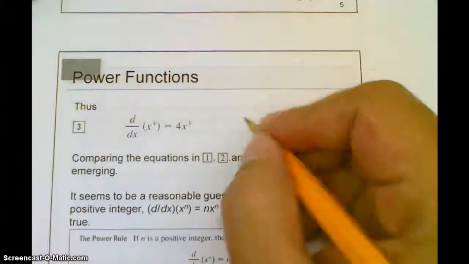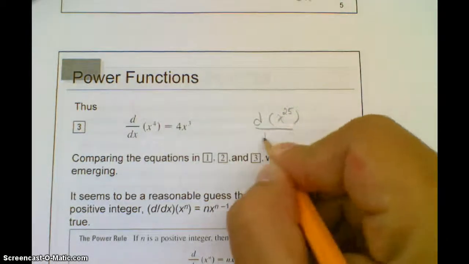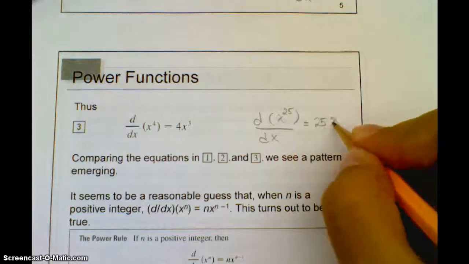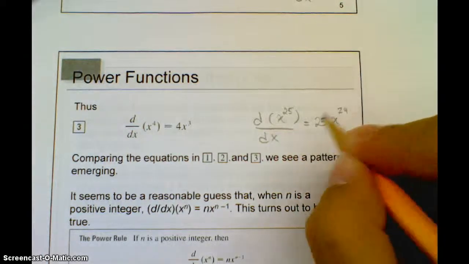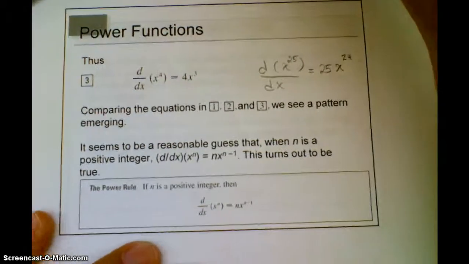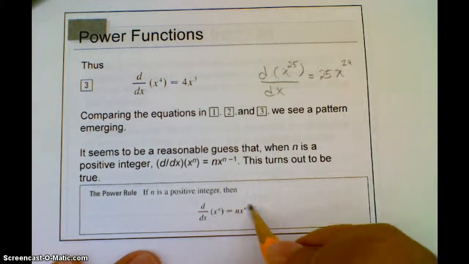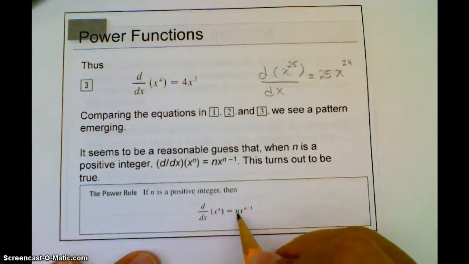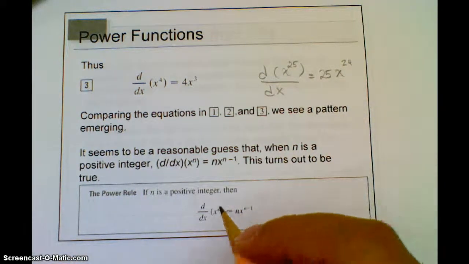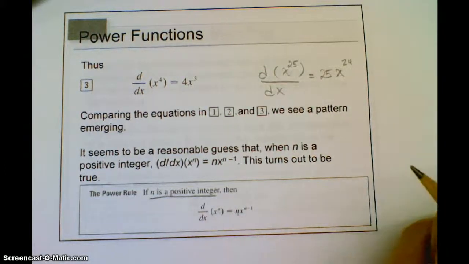I can take the derivative now of x to the 25th power with respect to x. So the 25 becomes a coefficient, and then x is raised to a power that is 1 less than 25, which in this case will be 24. So in general, I can take the derivative of x to any power by following this rule. The power will become the coefficient, and then the new exponent will be 1 less than the current exponent that you have, as long as n is a positive integer. It does not work when n is a negative number.